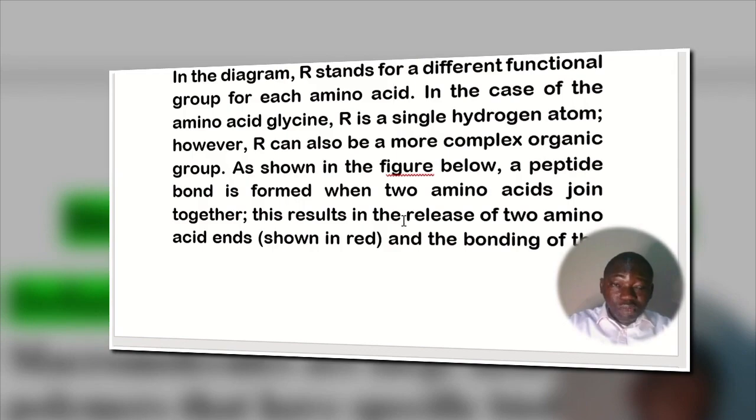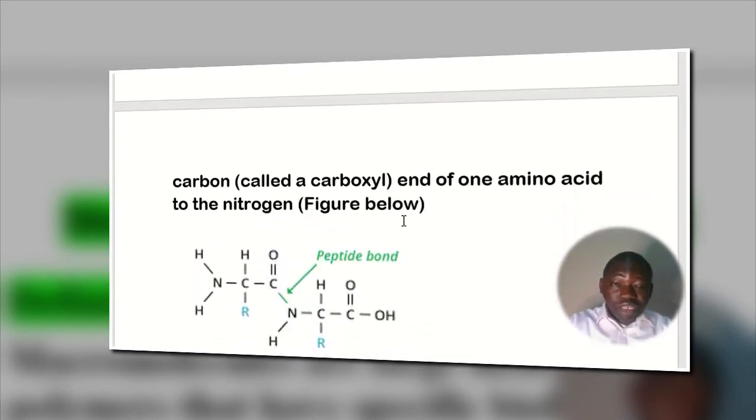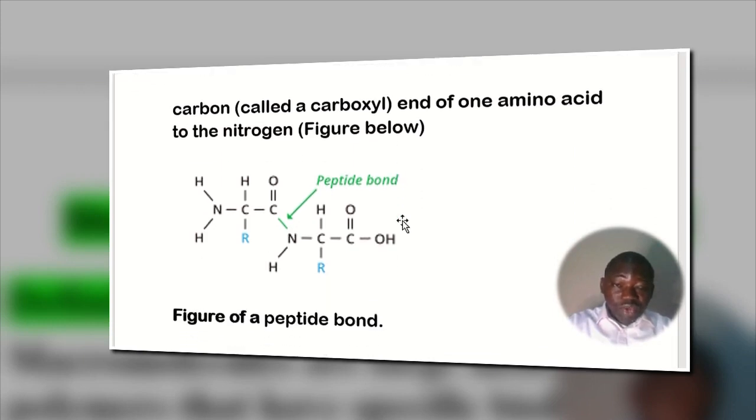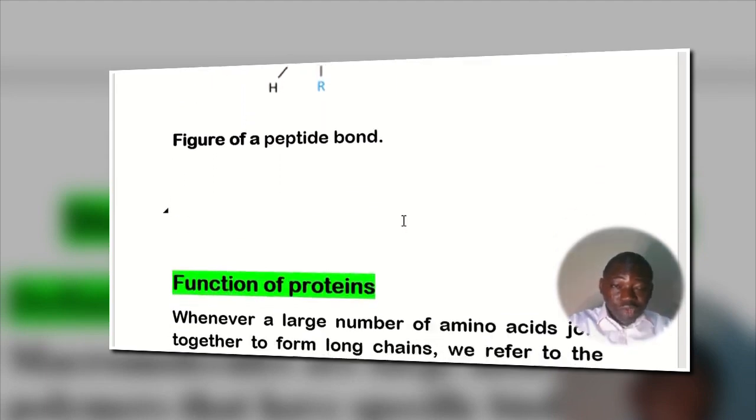A peptide bond is formed when two amino acids join together. This results in the release of two amino acid ends, shown in red, and the bonding of the carbon, called a carboxyl, end of one amino acid to the nitrogen. See the figure below. So we have the figure of a peptide bond, the amino acids with the peptide bond linking the different amino acid groups.